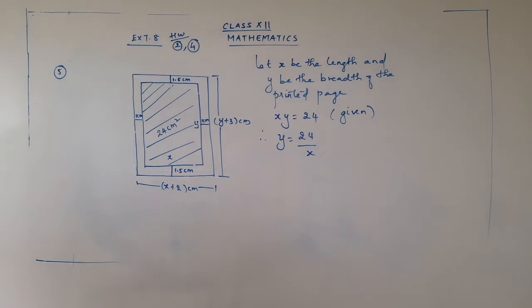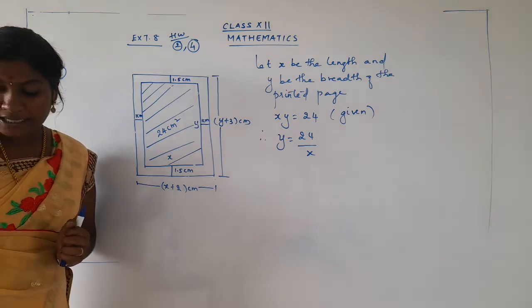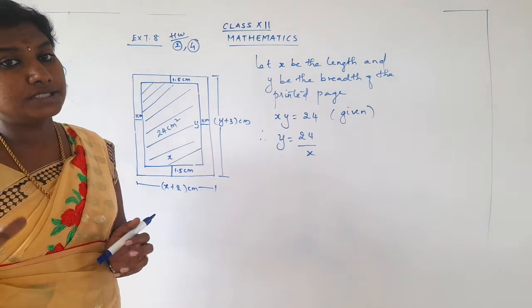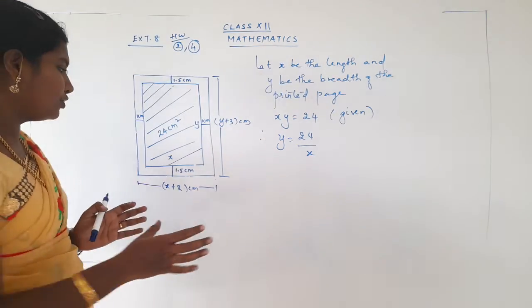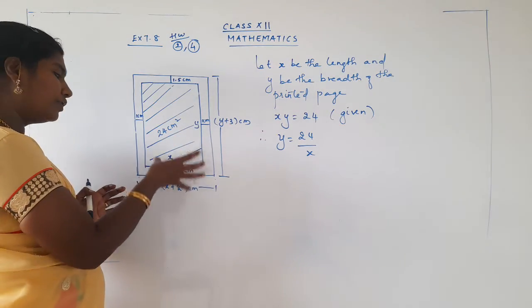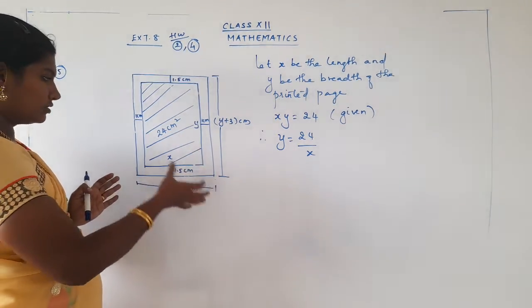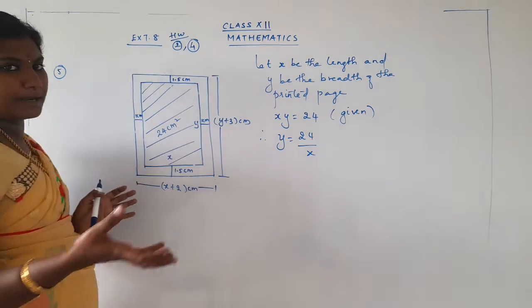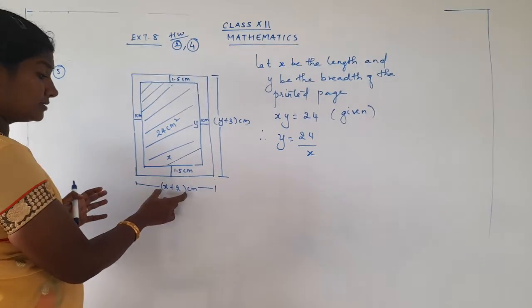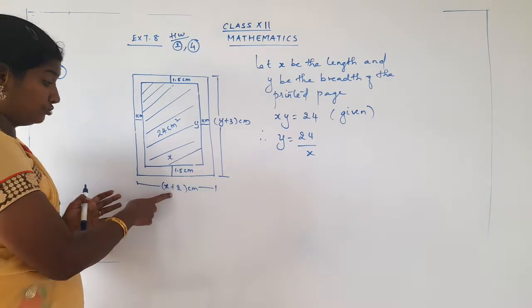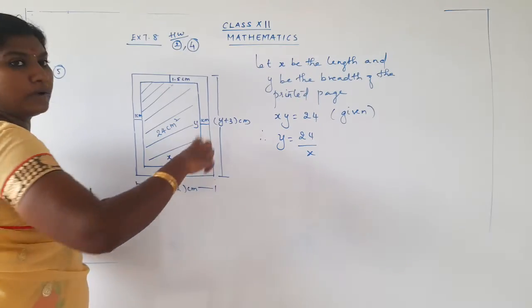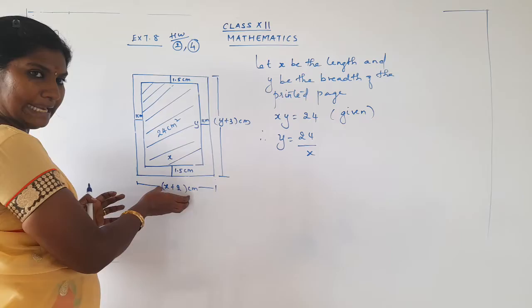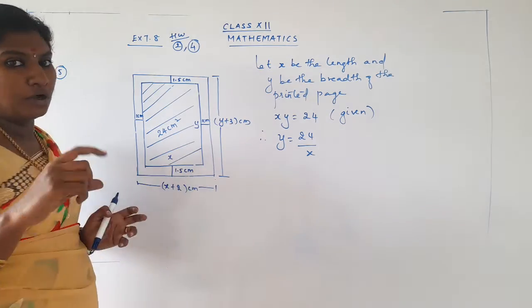Okay, now next thing is we have to write out the function. Just see what the function is. They are asking that the area of the paper used is minimum. Area of the paper means you are not talking about the printed part, but the full page, printed as well as unprinted. So the length is x plus 2, and the breadth is y plus 3. You have to take this as the length and this as the breadth for the full page.